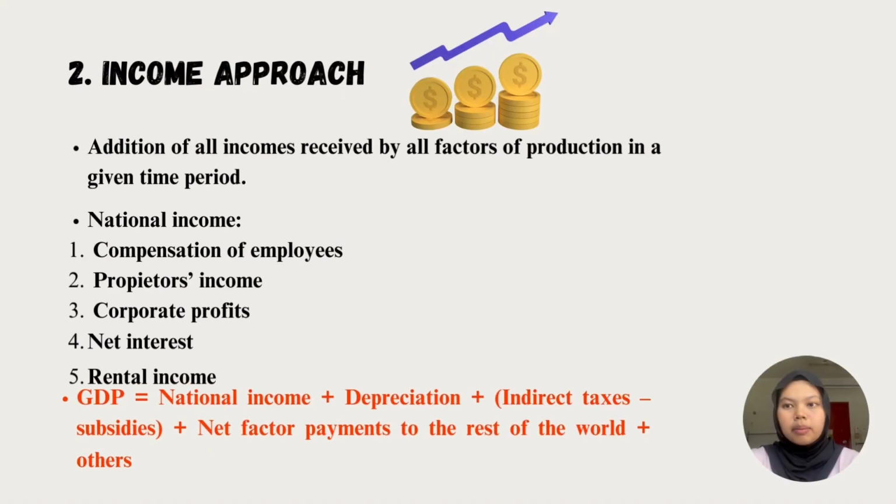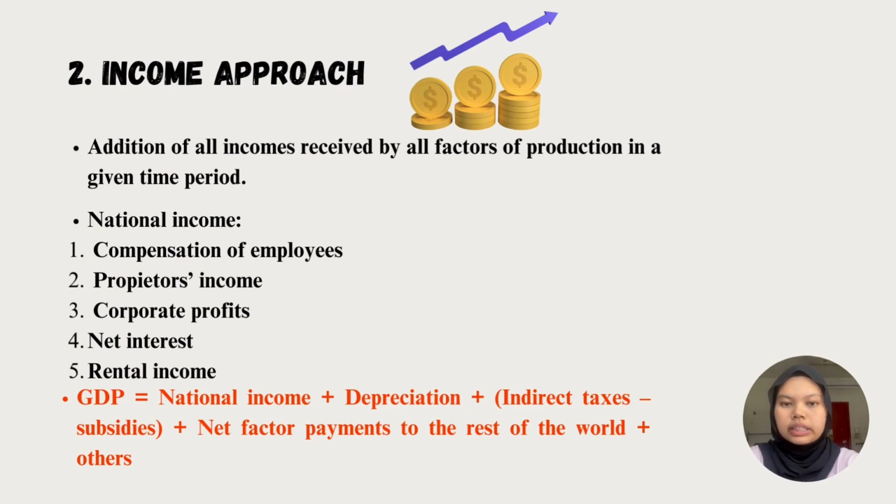GDP in national income can also be calculated using the income approach. In order to calculate GDP using this approach, we need to find the national income first using several components. The first one is compensation of employees. Next is proprietors' income. The third component to calculate national income is corporate profits. The next one is net interest. And the last component is rental income.